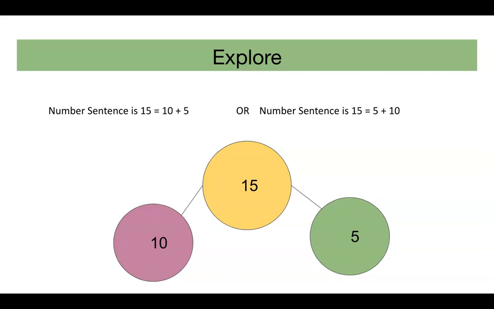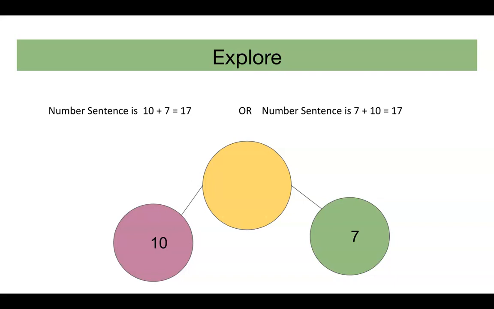We can continue on with a higher number of 15. Once again, always stressing that one group of the numbers is a 10. So we know that that will be 10, and we will be needing to find the other number, which is going to be 5, and saying the number sentence, which is 15, my whole number, equals 10 plus 5, or 15 equals 5 plus 10.